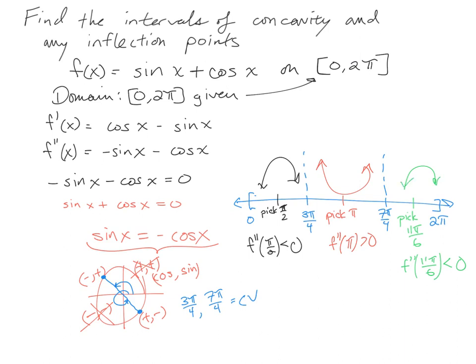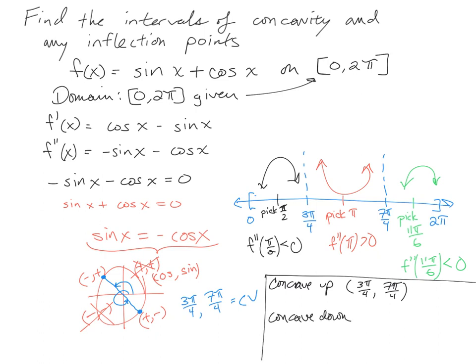So we can say the following things here. I'm going to put my answer in this box here. We have concave up, and that only happens from 3 pi over 4 to 7 pi over 4. We have concave down from 0 to 3 pi over 4, and from 7 pi over 4 to 2 pi.